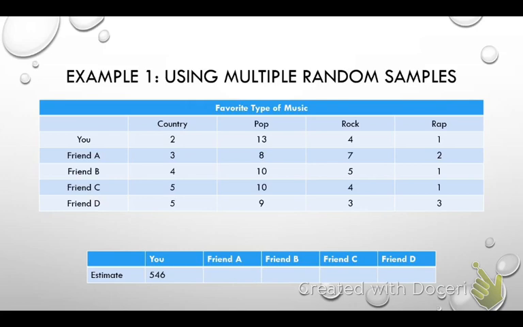Okay, again, we're focusing on the pop category. For me and for each of my 4 friends, we're going to put them into a fraction. So when I asked 20 people, how many people said they preferred pop? 13 out of how many? 20. Now let's change that to a decimal value. 13 out of 20 that I asked said that they did. So what would that be as a decimal value?